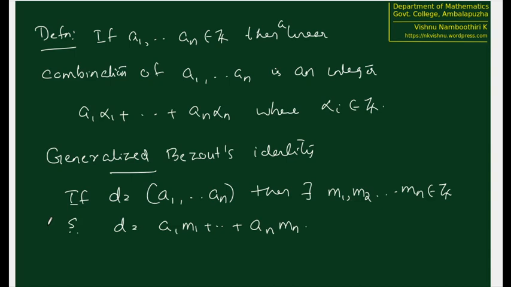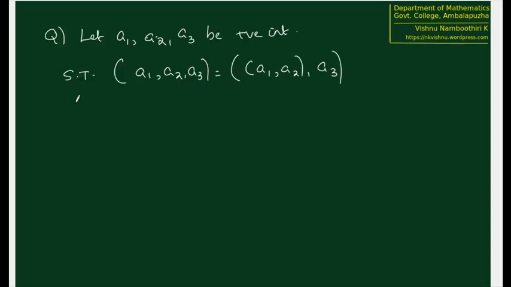We can verify it using exactly the same technique that we use in establishing that there exists at least one positive integer in the set of all linear combinations. That particular technique we can employ in this case also, and we are leaving this as an exercise.